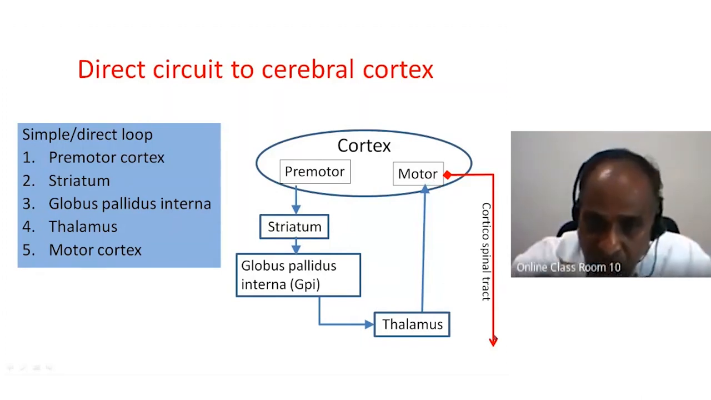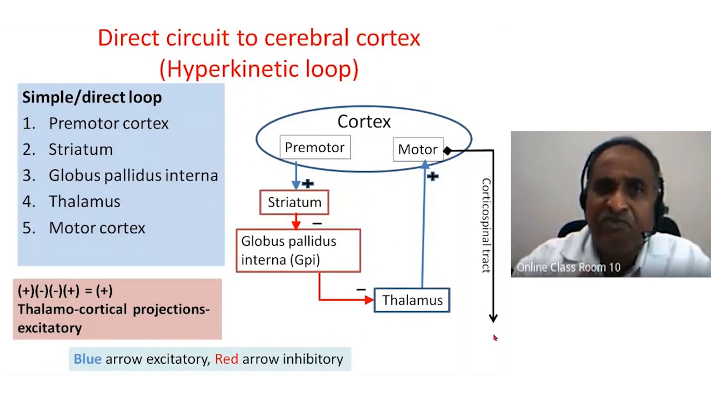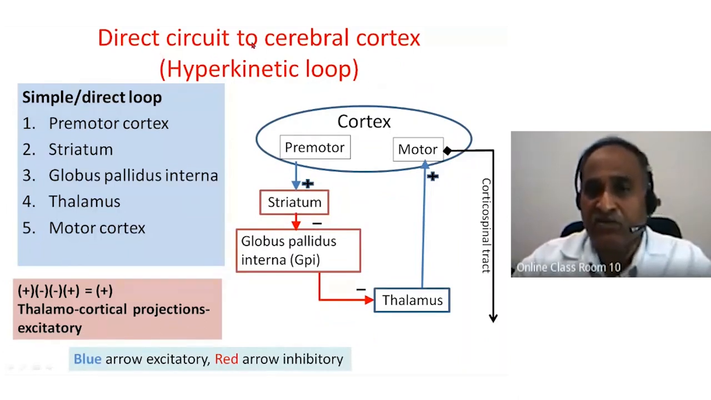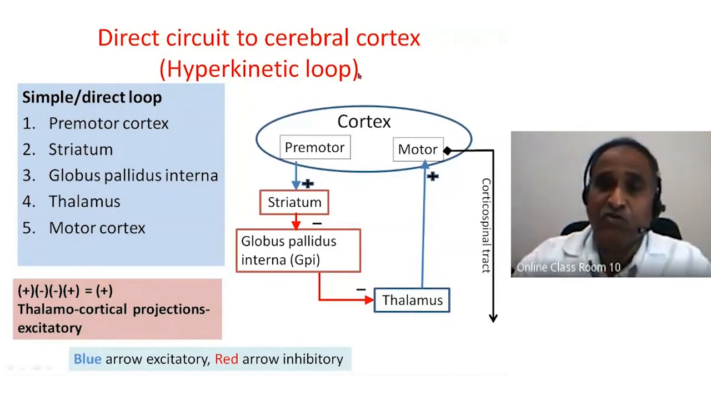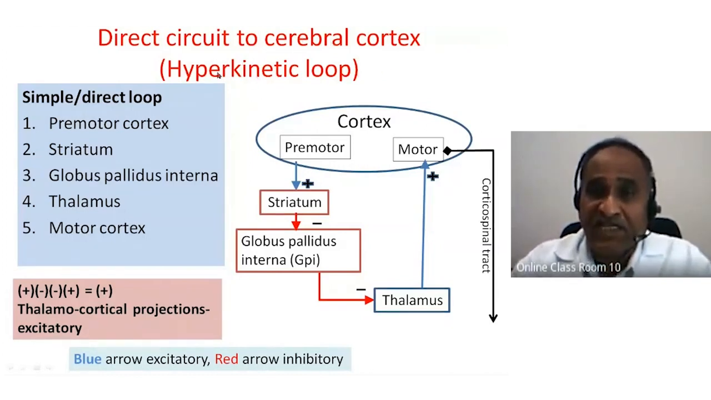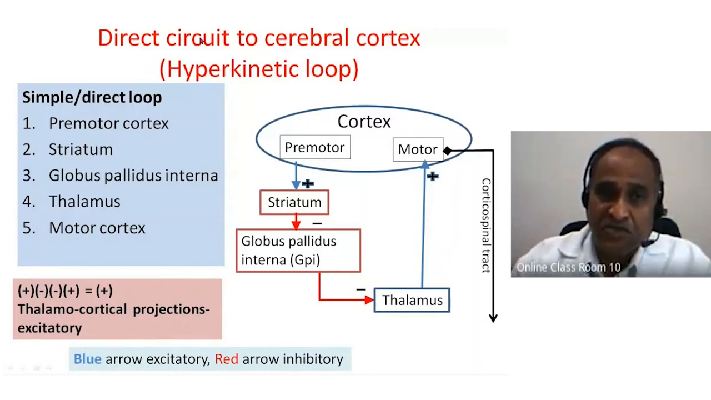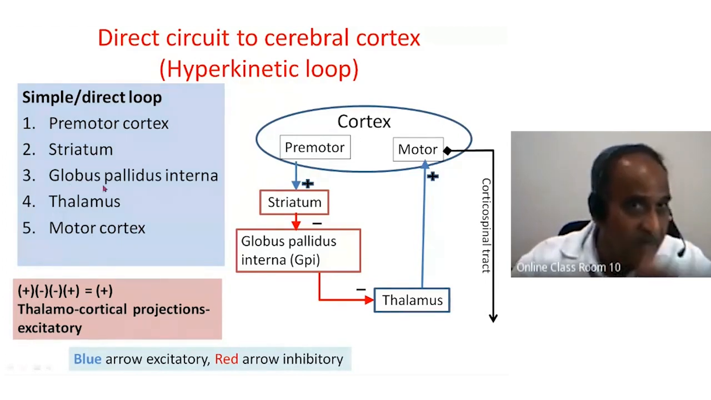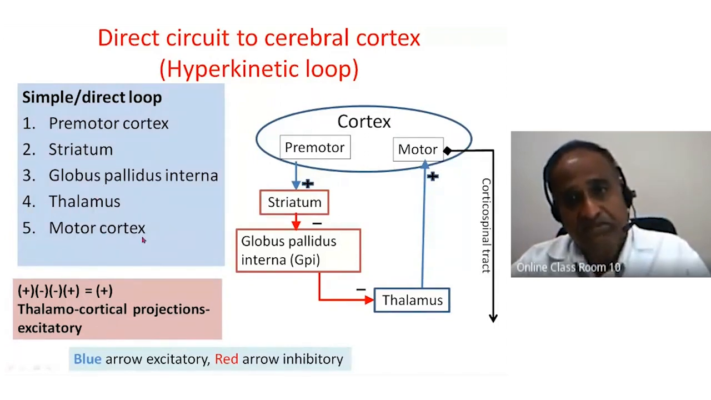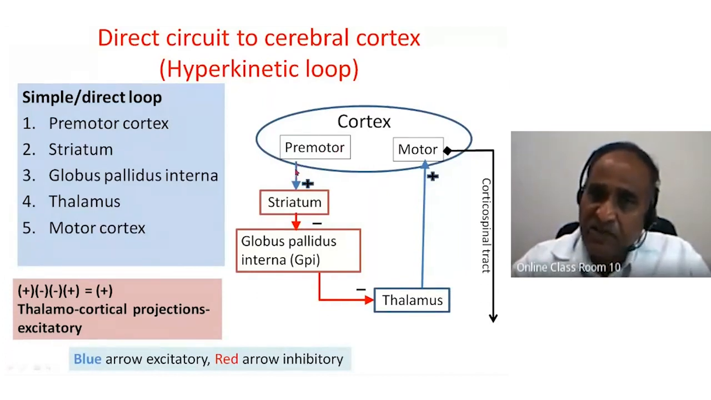Okay, now to extend this circuit a little further, I am adding another piece of information here: this direct circuit is a hyperkinetic loop. I am just adding the action component of this direct circuit. The elements of the direct circuit are the same: premotor cortex, striatum, globus pallidus interna, the thalamus, the motor cortex. Now I have changed the colors of these arrows. These blue arrows indicate the excitatory inputs. The red arrows indicate the inhibitory inputs.